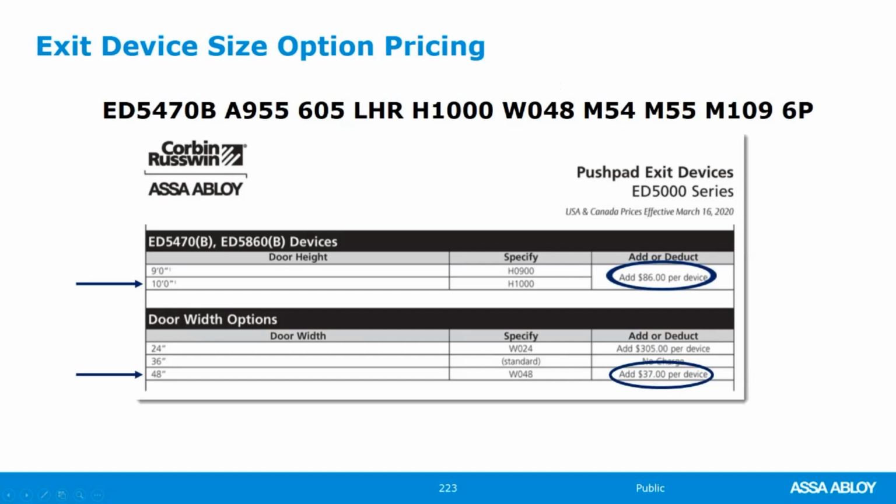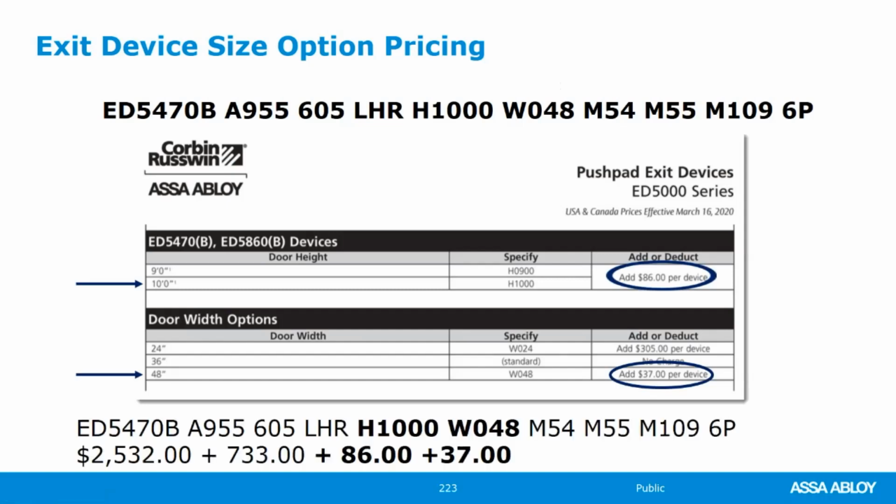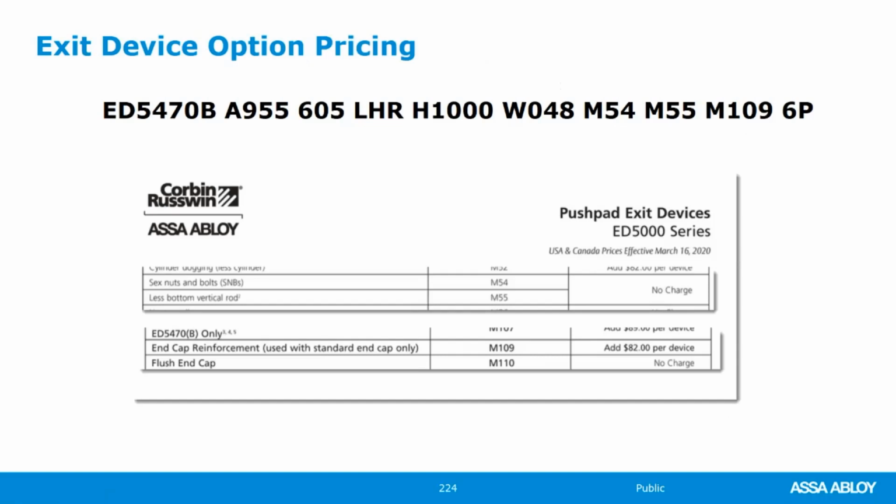Now we need to price the through bolts, the less bottom rod, and the end cap. Through bolts, M54, less bottom rod. Both of those, the M54 and M55, are no charge. Again, you have to use the 5470 device to do less bottom rod. The M109 end cap reinforcement is $82 list per device.